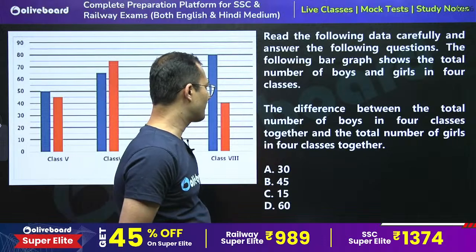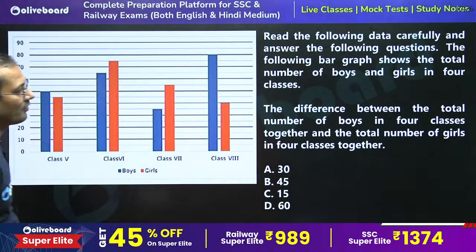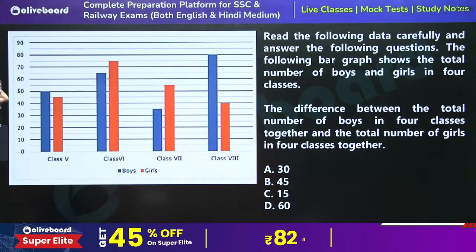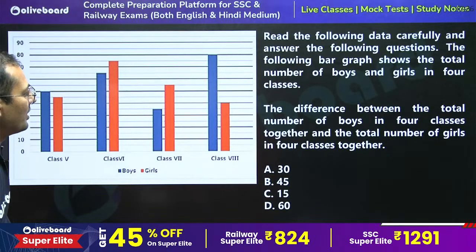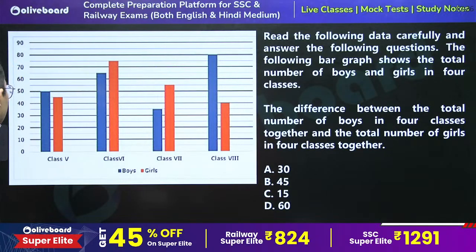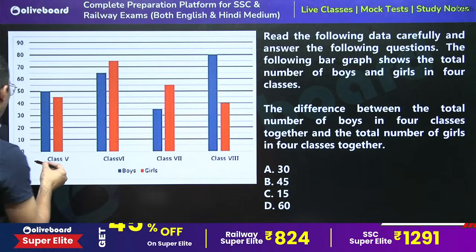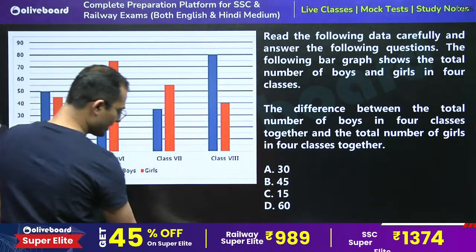Tell me what is the answer for this question. Read the following data carefully and answer the following question. The following bar graph shows the total number of boys and girls in 4 classes. See the total number of boys and girls. Blue are boys, right? So for boys, see.